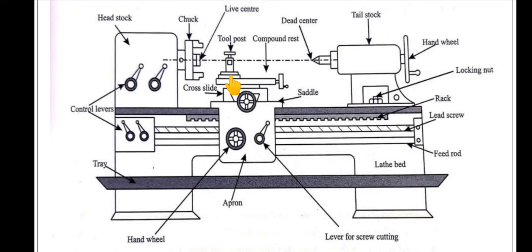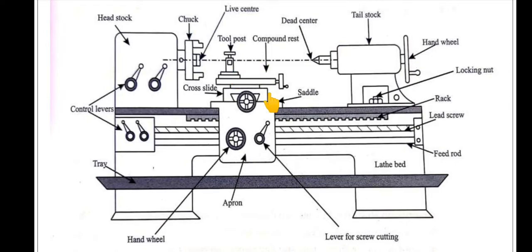Next, over the compound rest we have the tool post. The function of the tool post is to hold different types of tools. We can fix a number of tools, like 2, 3, or 4 tools, on the tool post. For different operations, we can rotate it and use the particular tool to perform the operation.